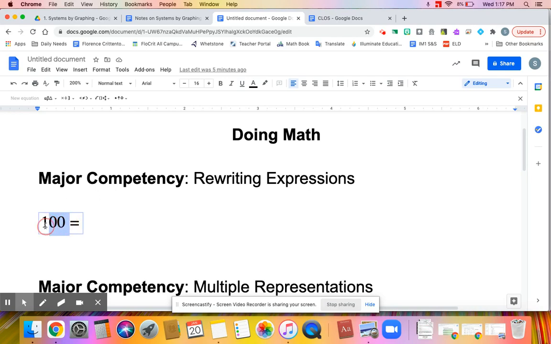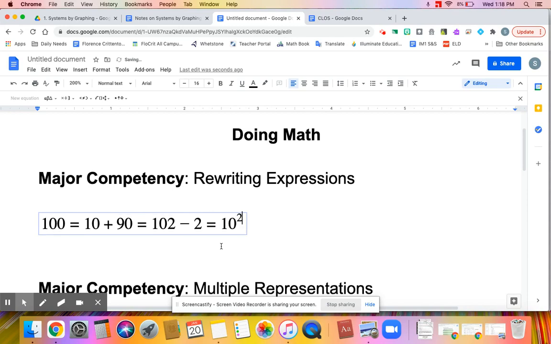For example, if I have 100, I didn't have to write it like 100. I could have written 10 plus 90 if I wanted to, because it's the same thing. So this and this are the same thing. And I only know that because I know add means to put together and go up, and 10 plus 90 more is equal to 100. So doing basic arithmetic falls under rewriting expressions because they mean the same thing. I could have also written this as 102 minus 2. I could also have said 100 is the same thing as 10 squared. And 10 squared just means 10 times 10.